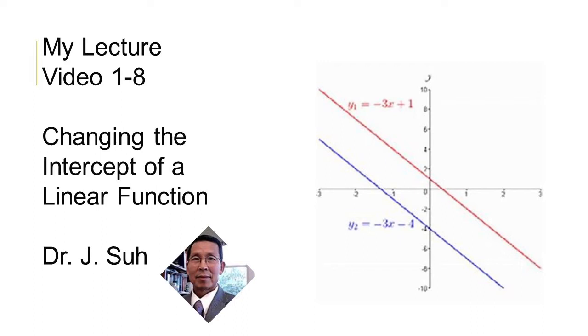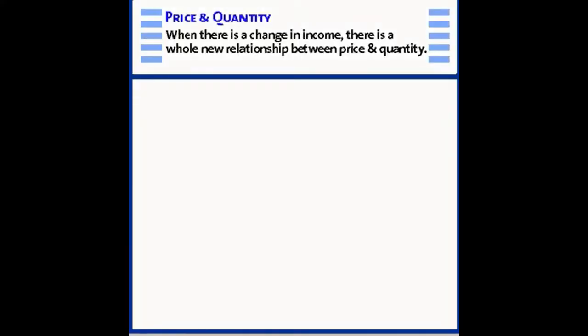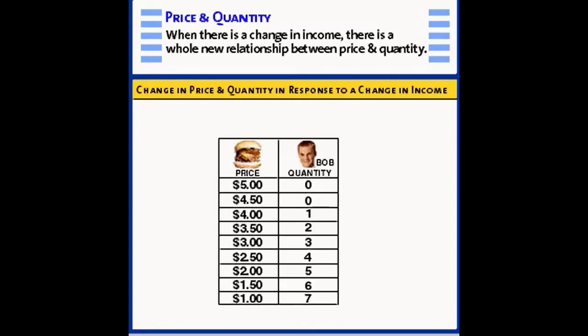Let's look at what happens to the relationship between price and quantity when we change Bob's income. We've seen already that Bob has a relationship between the price of hamburgers and the quantity that he consumes per week. We looked at these tables last time, and we imagined, although I didn't say so, that Bob's income was $500 per week. Now, if Bob gets a bigger income, he's going to change his behavior.